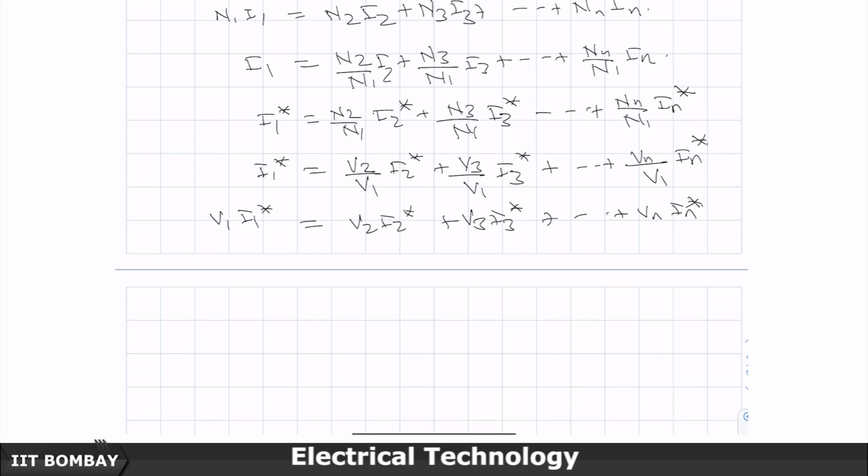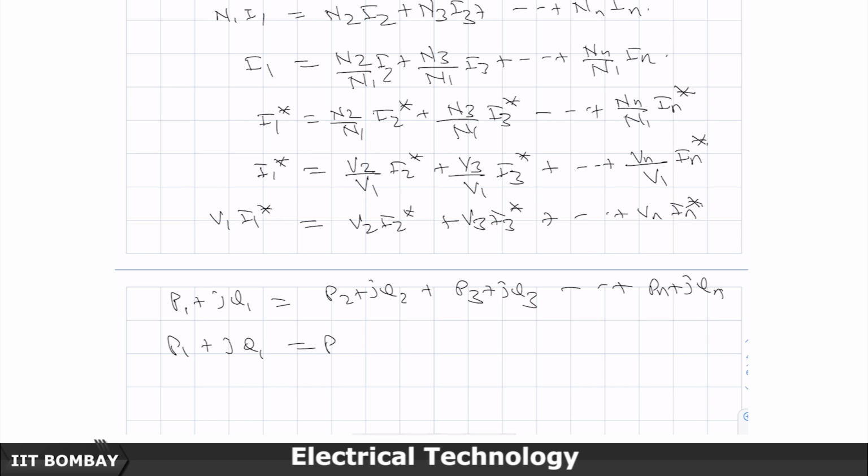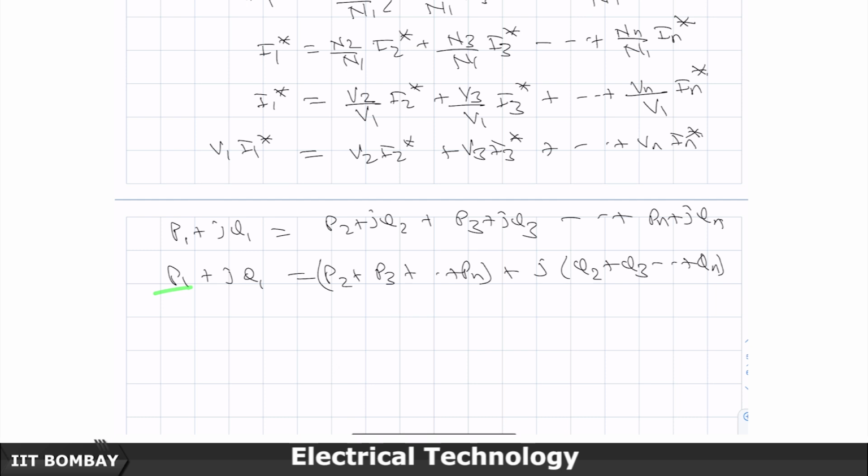Now you can write this as P1 plus jQ1 is equal to P2 plus jQ2 plus P3 plus jQ3 and so on up to Pn plus jQn. This separates the real part and this separates the imaginary part. So, the real part of the left hand side should be equated with the real part of the right hand side, and the imaginary part of the left hand side should be equated with the imaginary part of the right hand side. So, we will get P1 is equal to P2 plus P3 up to Pn, and Q1 is equal to Q2 plus Q3 up to Qn.